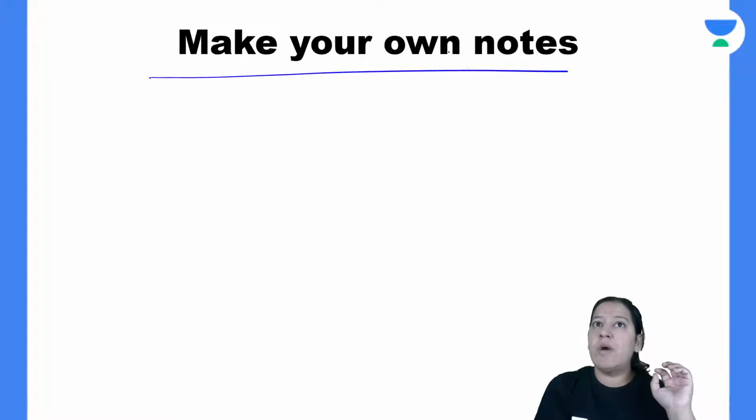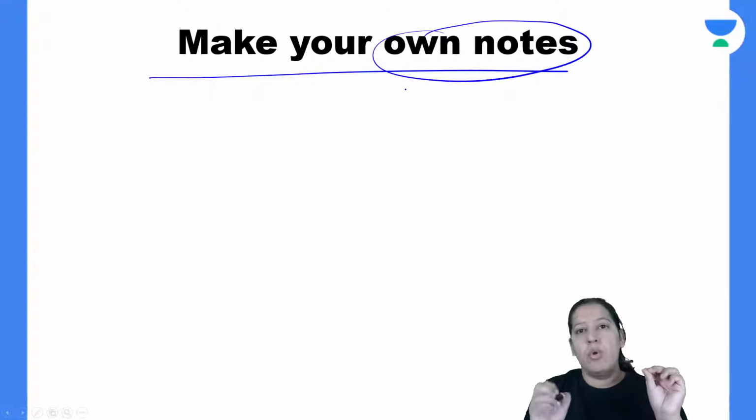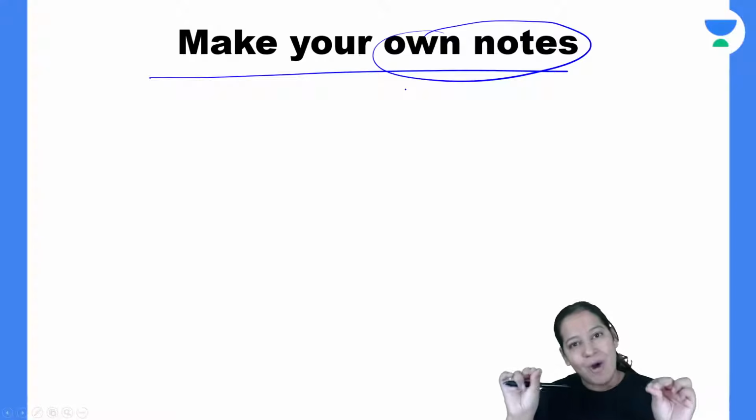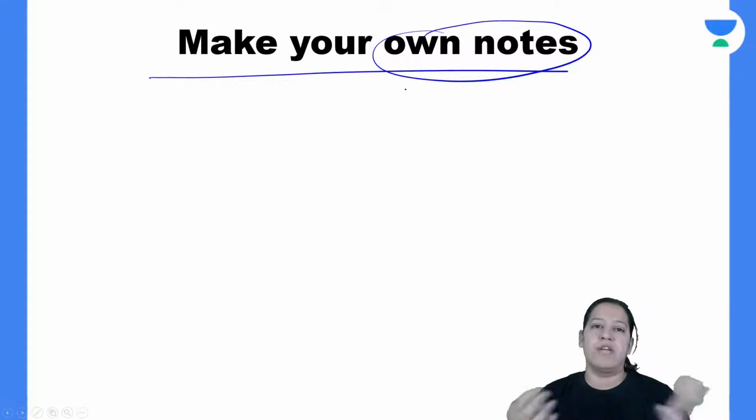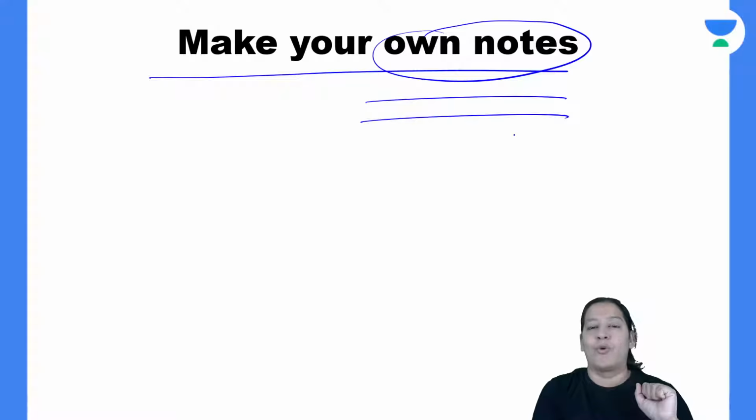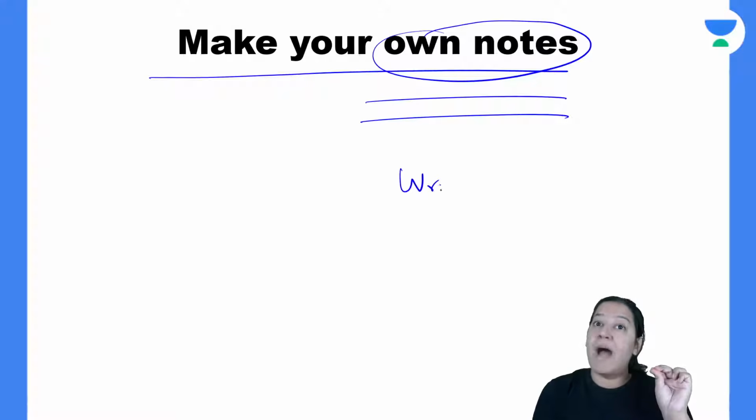Second step, make your own notes. Now I know notes are downloadable. You can download the notes from various apps. You will also get printed notes. You can take a printout of the notes, but own notes are own notes. You have to write by your own.